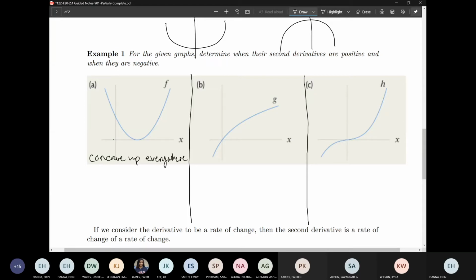If it's concave up, then the second derivative is positive. Since this is named f, which I only point out because the other ones are not, we would say that the second derivative is positive everywhere. You could say on negative infinity to infinity if that makes you happier. Whatever says that it's through that entire graph.